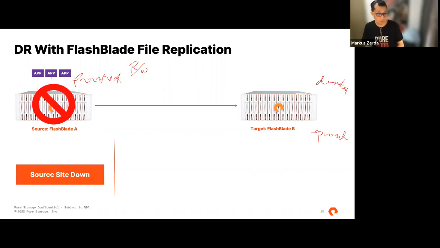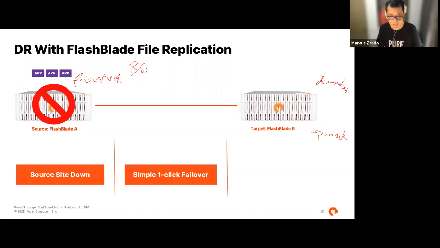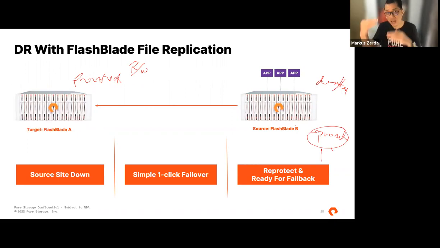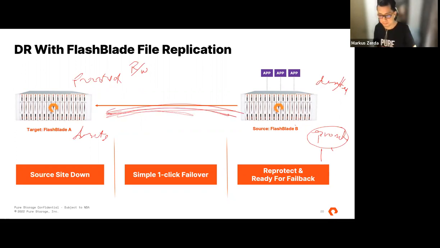And if one of your arrays goes down, the only thing you need to do is click the file system on the target, or the replica link, and then you can just promote the file system on the target. What will happen here is that the last snapshot will be available for read and write if you promote that. And then if you have already fixed the source, you can just do a reverse replication. You can demote the file system on the target, so you can do a reverse replication.